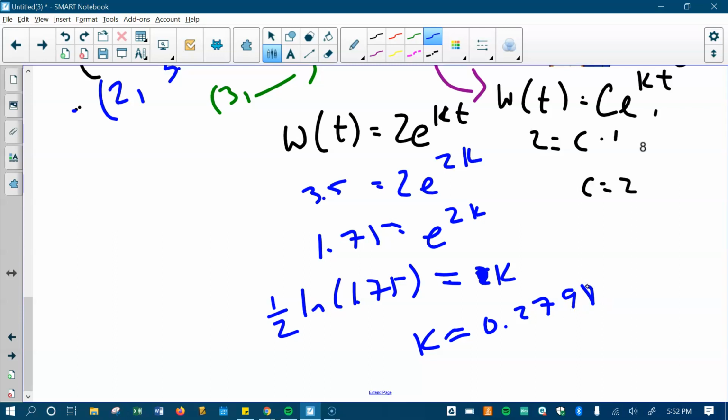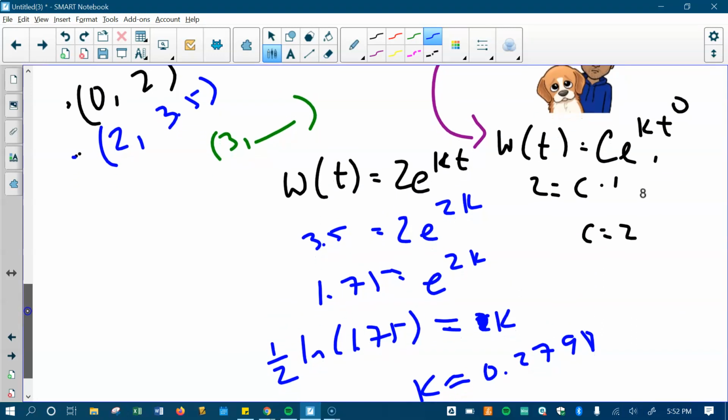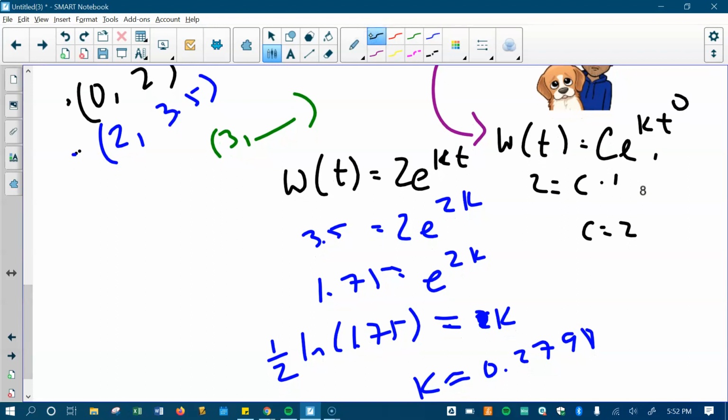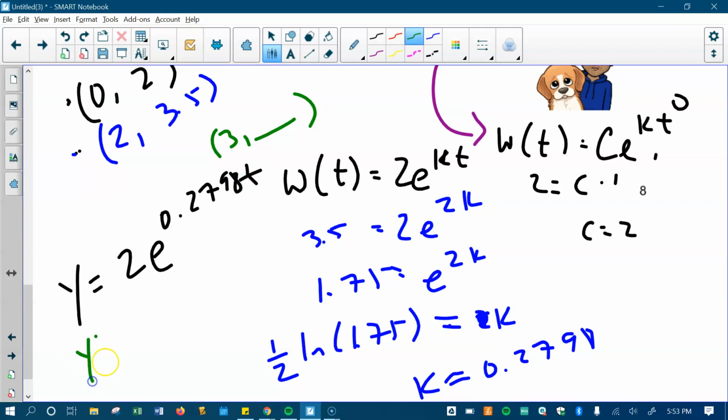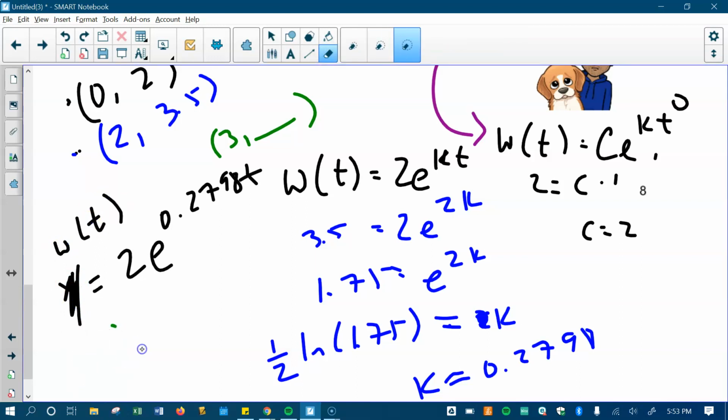So now I'm going to plug in 3 into my equation. So now my equation is y is equal to 2e^(0.2798t). And by the way, it shouldn't be y, it should be W(t). Let me just change that. Oh, this looks horrible. Don't tell Ms. Schwartz that my handwriting and my organization is this bad.